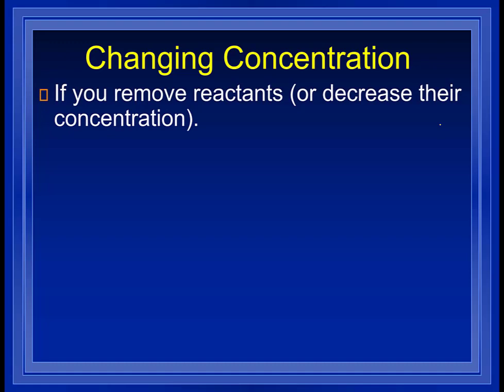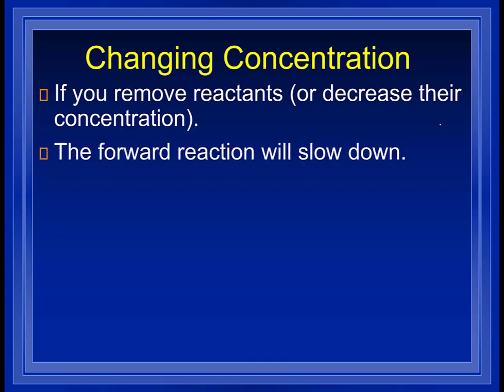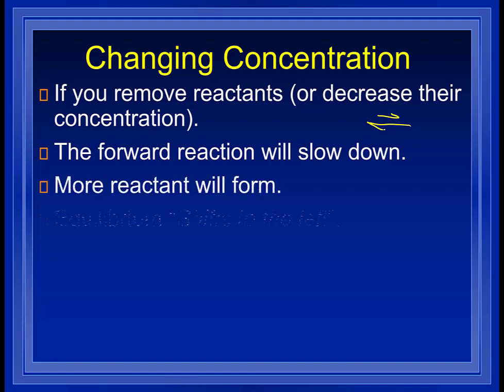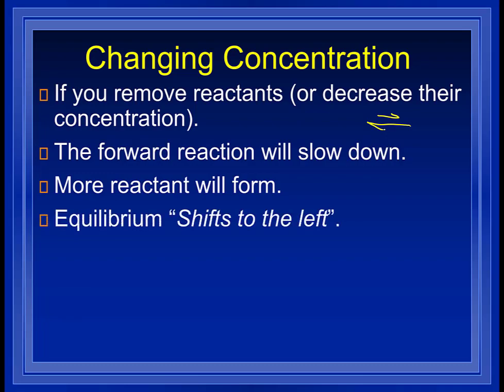I could also remove the reactants, because reactants doesn't mean what you pour in anymore. Reactants means the stuff on the left-hand side of the equation. If I remove the reactants, the forward reaction will slow down. So before they were going equal, and now the forward reaction slows down, which means the reverse reaction wins, which means more reactant will form. So equilibrium shifts to the left because reactants are on the left.